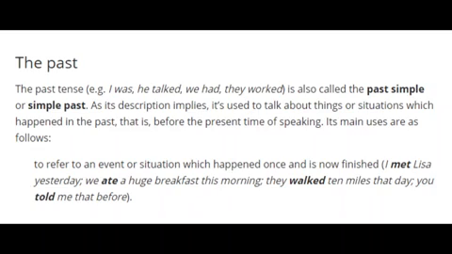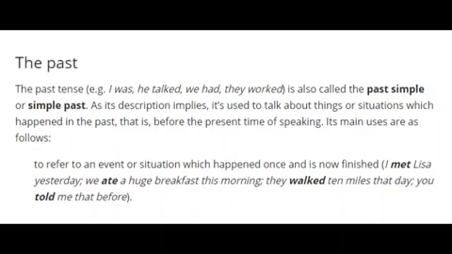Now I'm going to explain to you the main uses of the past tense, as I have told you the main uses of the present. Now, where do we use the past tense? Keep this in mind. Past tense is used to refer to an event or situation which happened once and is now finished. Point to be noted, which happened once but is now finished. To say this we express past.